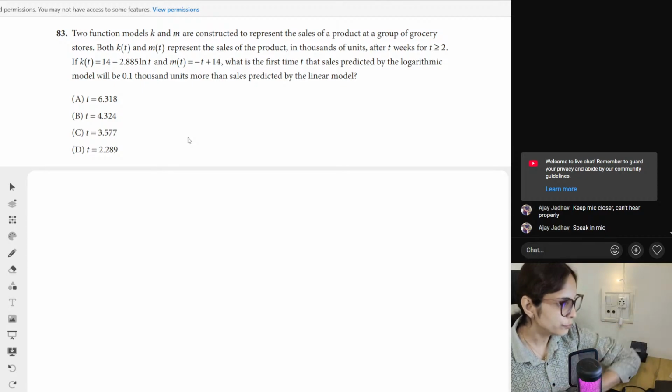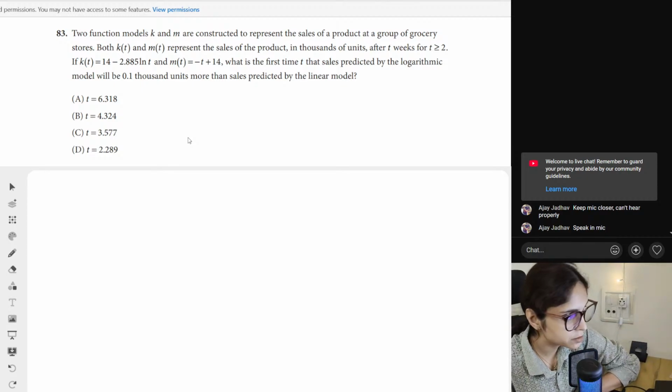The two function models K and M are constructed to represent the sales of a product at a group of grocery stores. Both K of T and M of T represent the sales of the product in thousands of units after T weeks for T greater than or equal to 2. If K of T is equal to 14 minus 2.885 ln T and M of T is equal to negative T plus 14, what is the first time T that sales predicted by the logarithmic model will be 0.1 thousand units more than the sales predicted by the linear model?